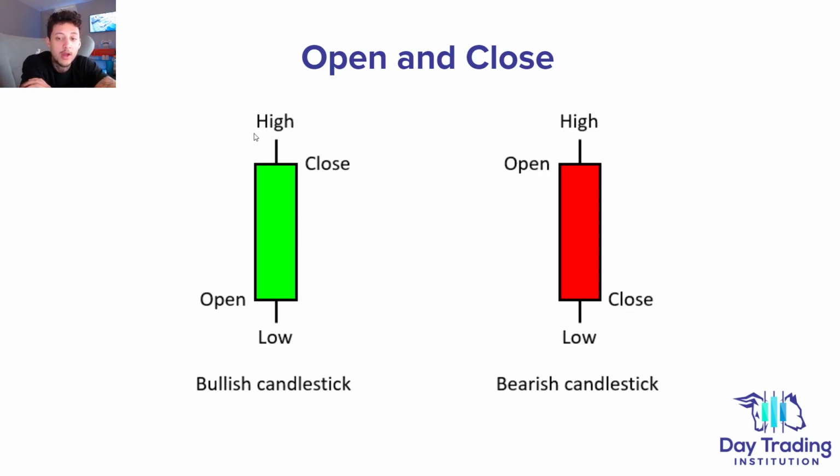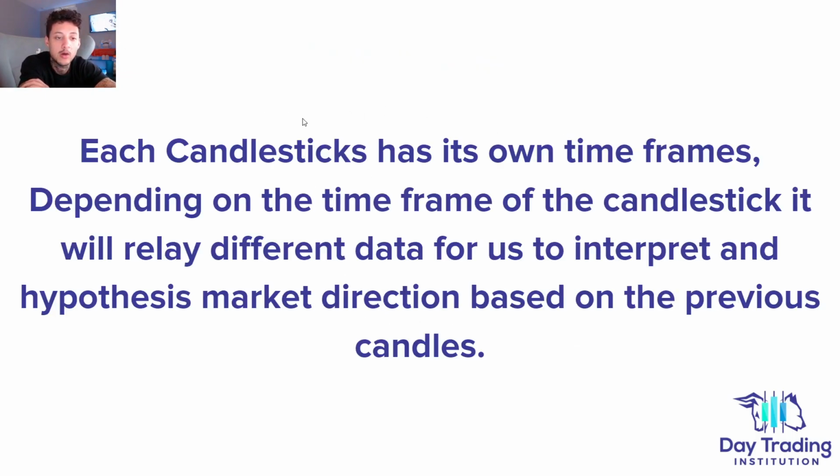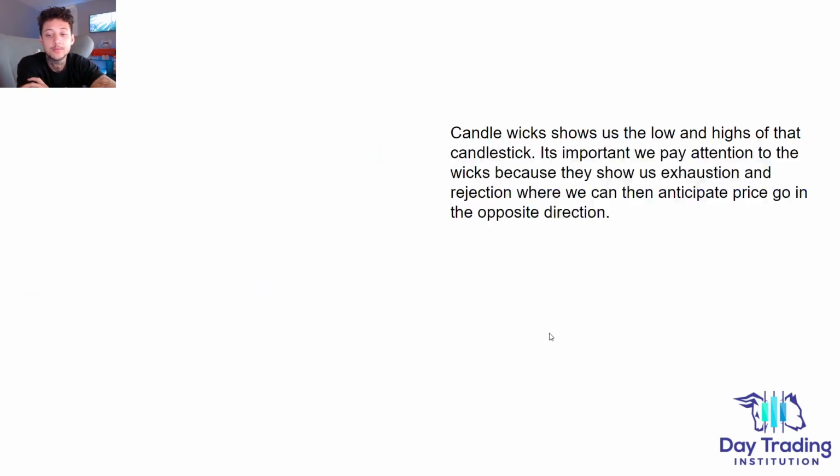Again, we have the high and we have the low of the candlestick. Obviously, this is the low because it is the lowest portion of the wick. When it comes to the low itself, anything under the open is going to be considered a low. Anything above the open is going to be considered a high. Now, each candlestick has its own time frame. Depending on the time frame of the candlestick, it will relay different data for us to interpret and hypothesize market direction based on the previous candlesticks.